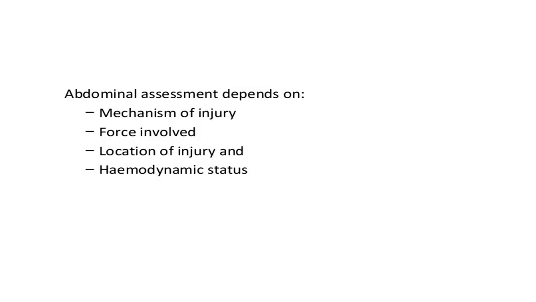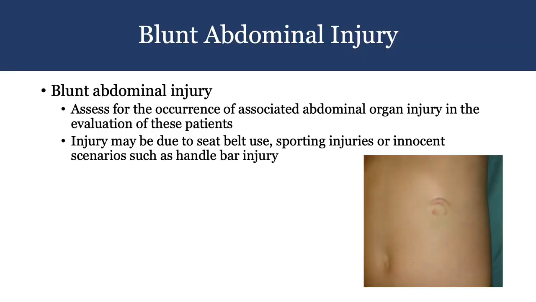So usually what we do in the abdominal assessment for a patient with abdominal trauma, we must always factor in the mechanism of injury, we must always factor in the force involved, we must always factor in the location of the injury, and we must factor in the hemodynamic status of this individual. So remember, we have two types of trauma: blunt trauma and penetrating trauma.